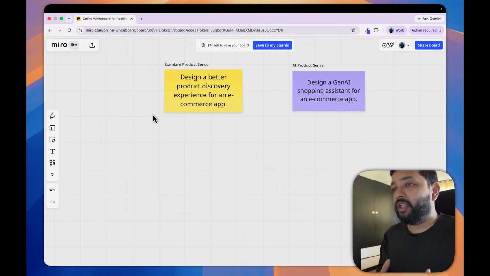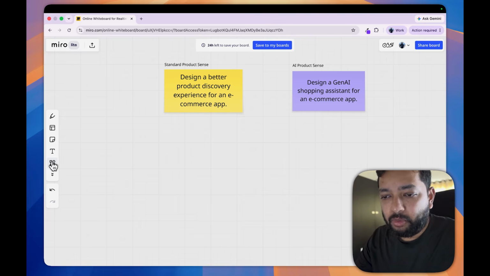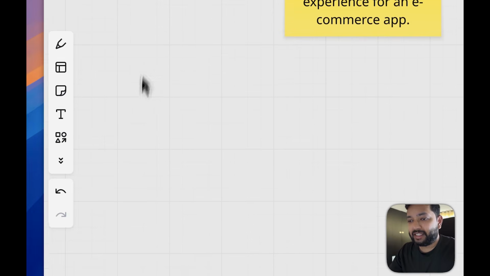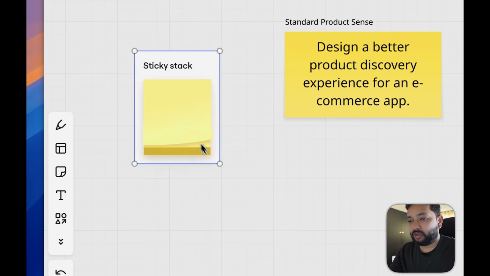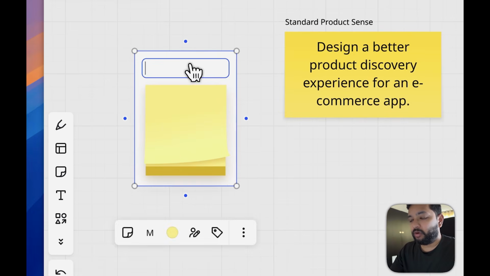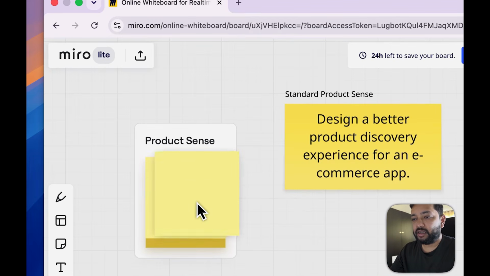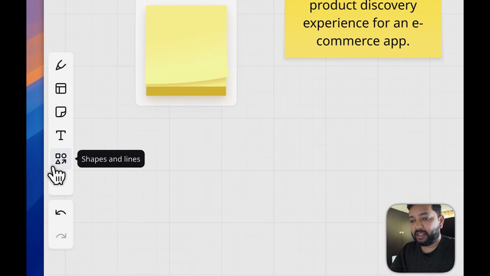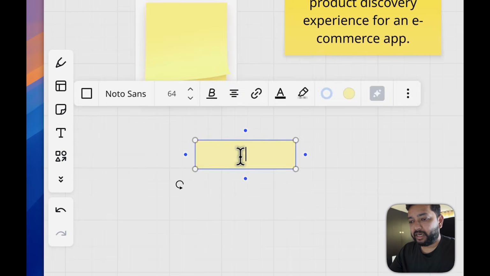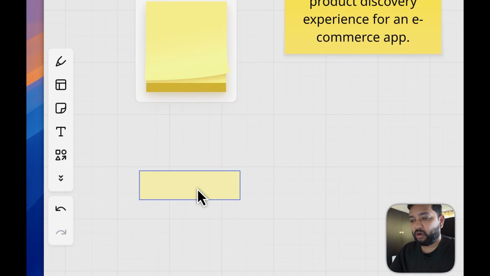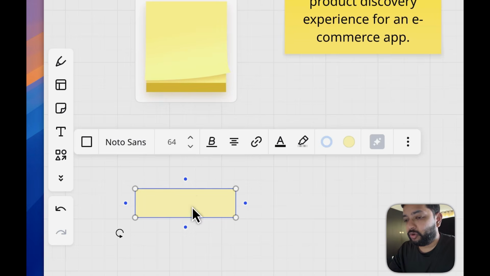All right, now let's look at the framework that we are going to use for a normal product sense question and then convert it into AI product sense. I'm going to just take a sticky stack on Miro and just going to put it here so that it's easier for me to pick out notes. I'm going to call it product sense here, just align it all good. And then I'm going to put some simple rectangles and talk about the framework there, right? So everything in yellow is the normal product sense for you to follow.